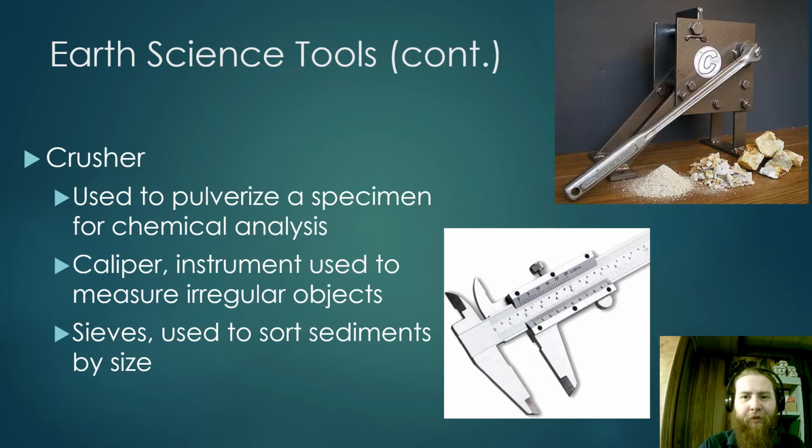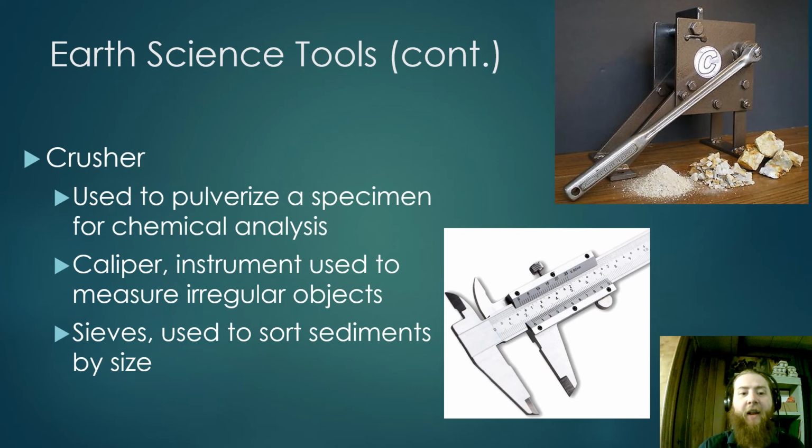Some other tools. On the top here, there's a crusher, which is used to take these really big chunks of rock and crush them down into smaller chunks, or more of a fine powder that allows you to test some things about them a little bit easier. We have a caliper over here, which is used to measure irregular objects, their size, very, very accurately.